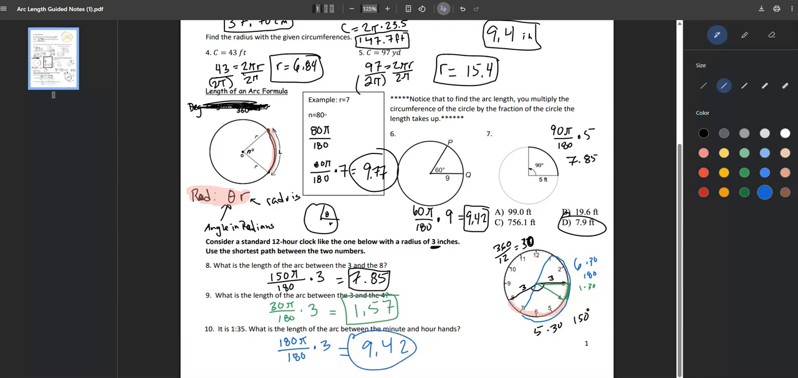Okay, so that's how you find arc length. You're just going to use this formula: the angle in radians times the radius.